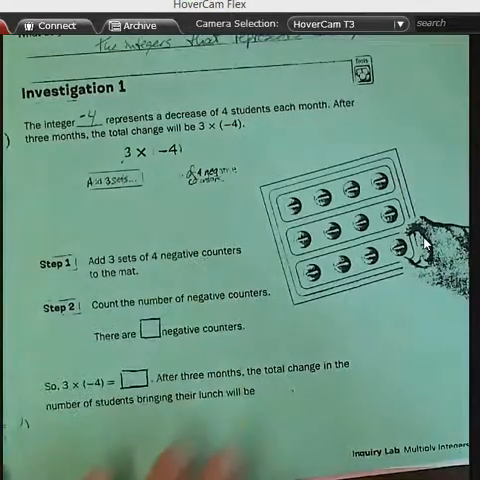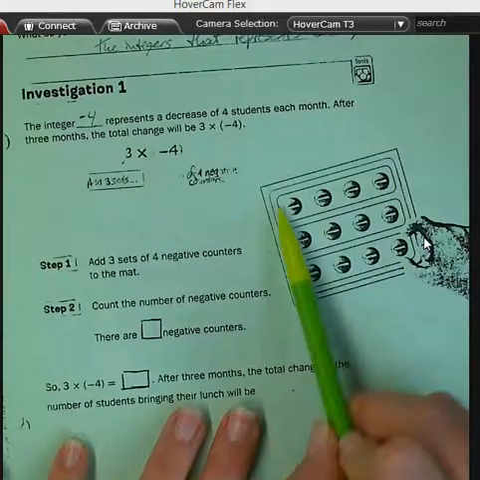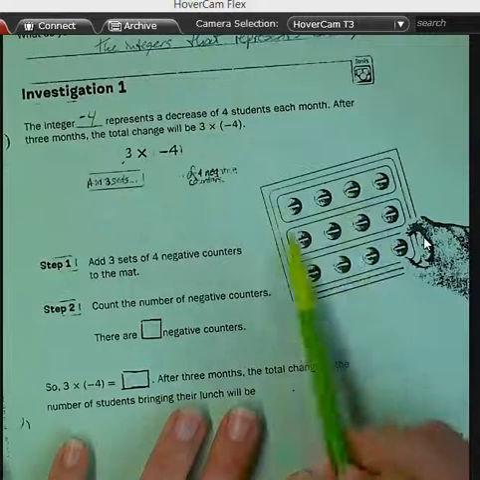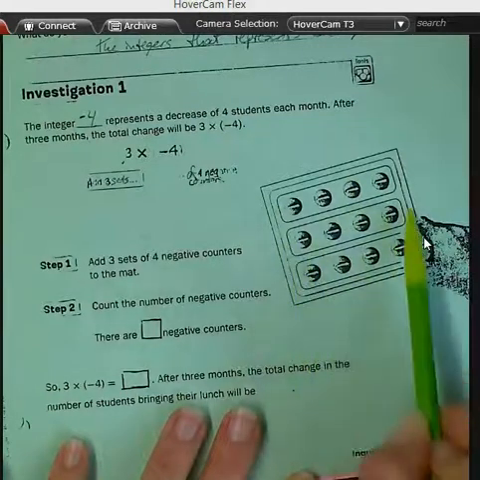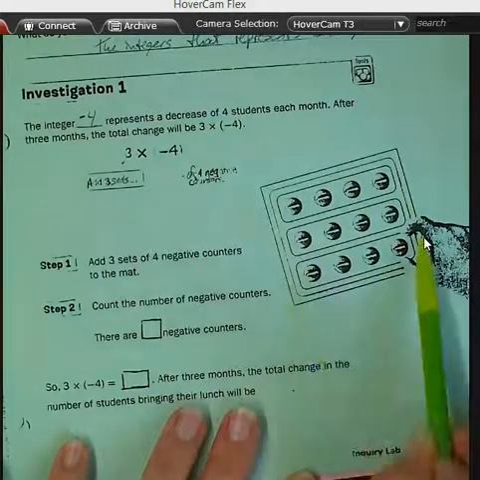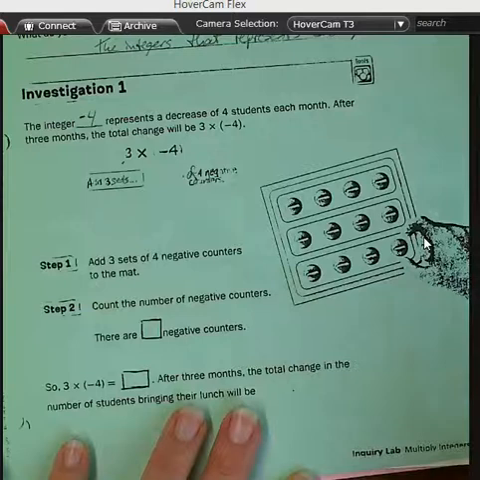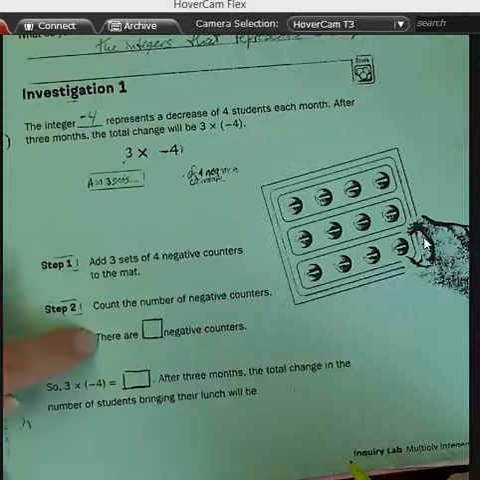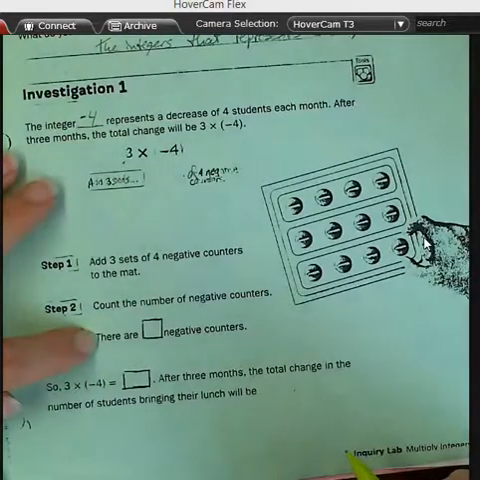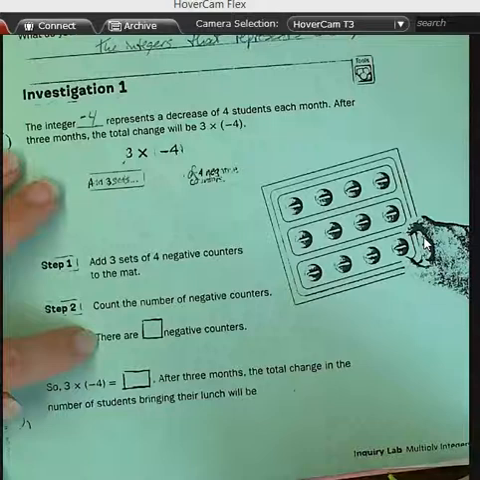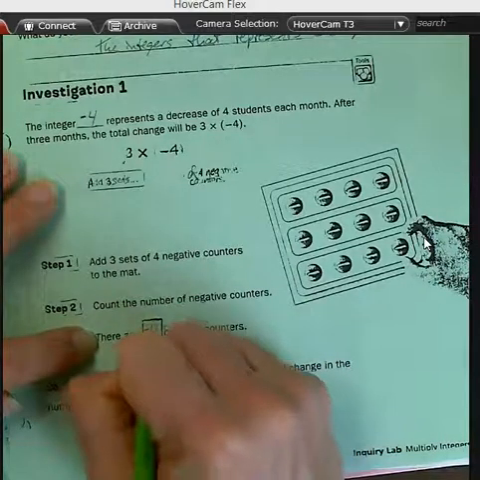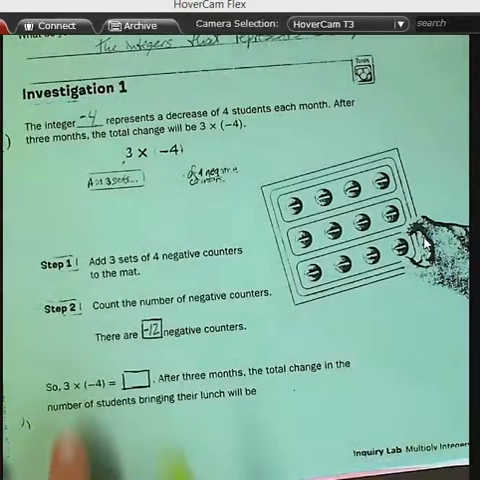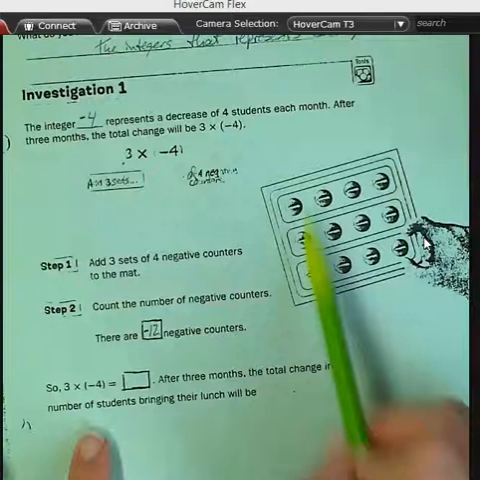So when we look at this, this is 4 students in month 1. Here's 4 decreasing students in month 2, and here's a decrease of 4 students in group 3. How many negative counters are there? How many negatives are there? Rain. Positive or negative, Rain? Yes. -12. So, and it's 3 groups of 4 negatives, right?